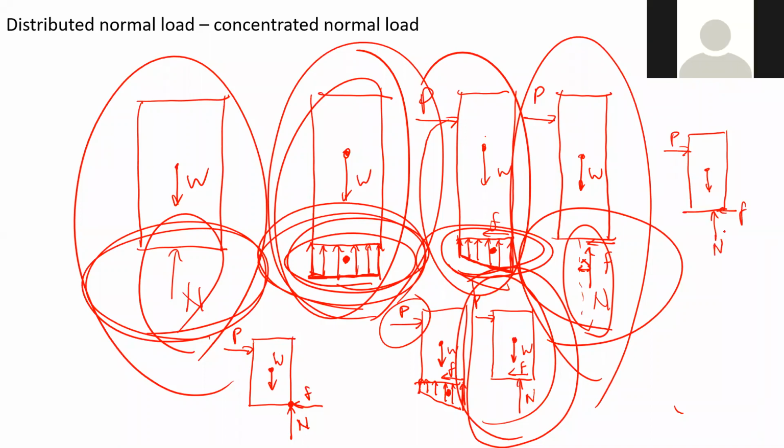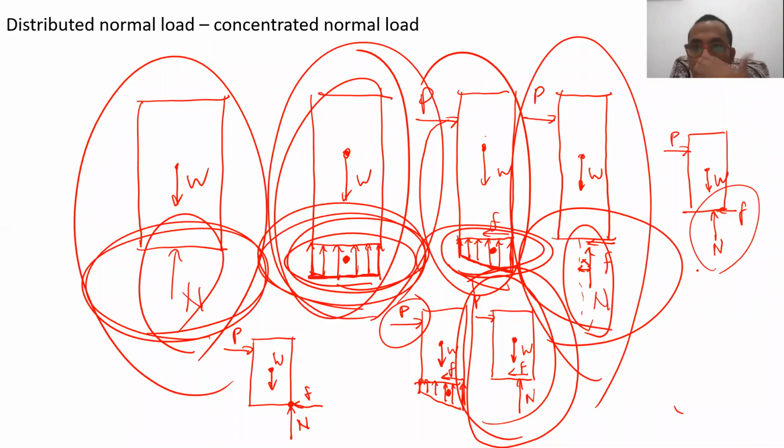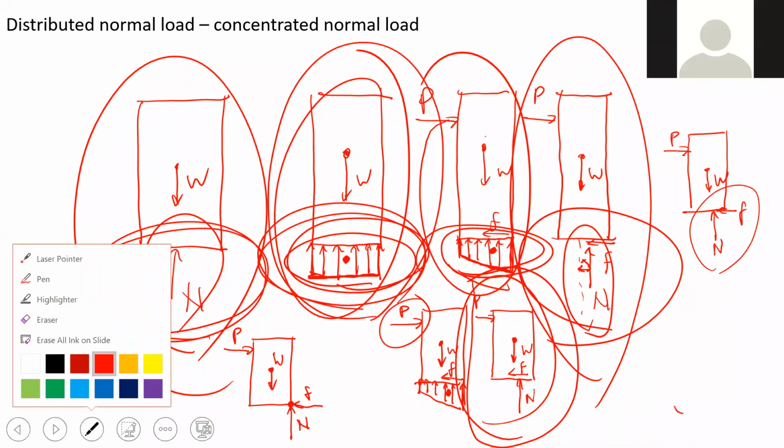Which one was I supposed to draw, sir? There are so many circles. This one, the last one. I'm so sorry, Rafi, it seems like it confused you. The point I want to explain is you don't have to draw the distributed normal force. What you have to draw is just the representative concentrated normal force and friction force, like this. Okay, sir. Thank you.